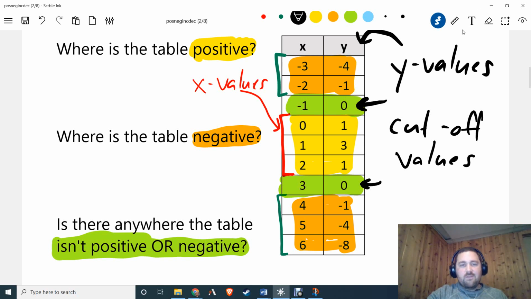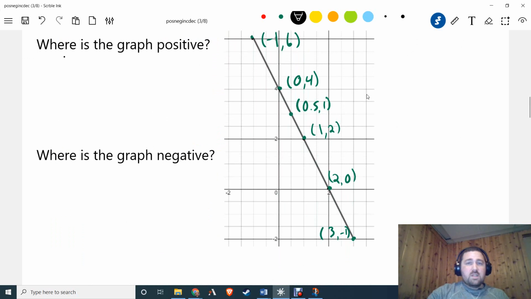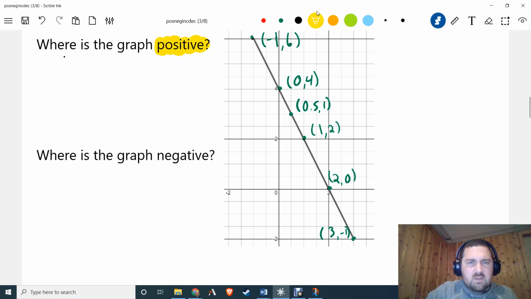What about with a graph? It's kind of the same idea. So here we have a graph. Where is the graph positive? We're looking for the positive y values. So if I want to find the positive part of the graph, that's a positive y value, and that's a positive y value, and that's a positive y value. Really, every single part of this graph up until right at that point is positive, because all those points have positive y values.